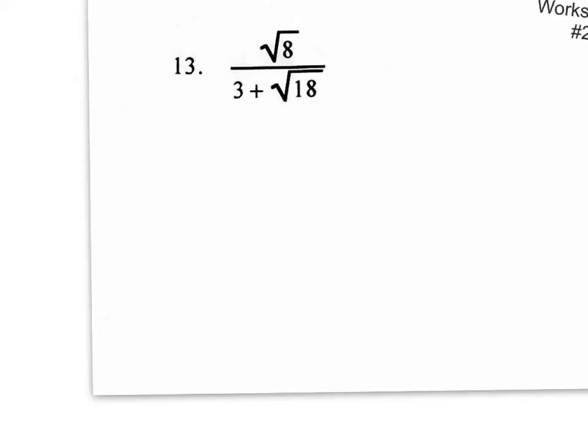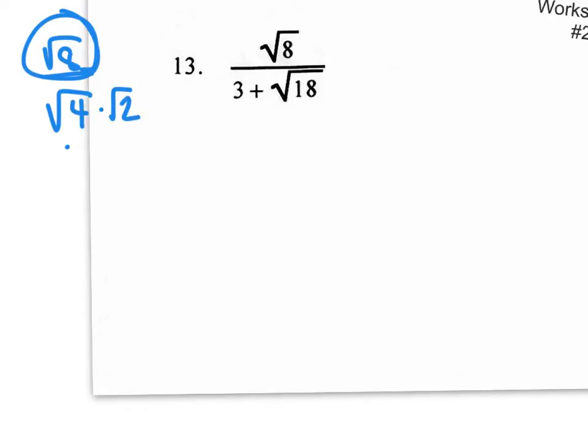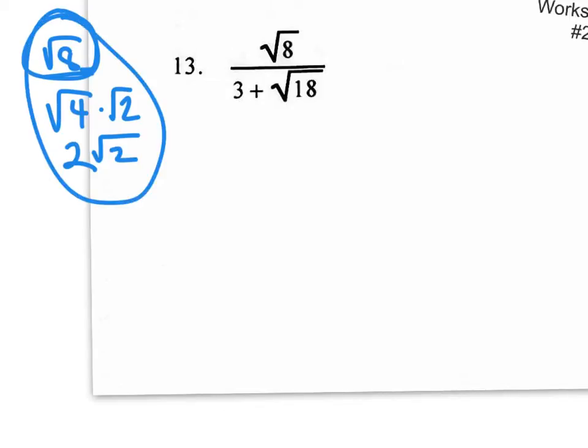And the square root of 8 will break down to, what does that break down to? It breaks down to 4 times 2. And the square root of 4 is 2. The square root of 2 stays. So the square root of 8 really is 2 square root of 2. And that's what I'm going to rewrite over here. 2 square root of 2 instead of the square root of 8.